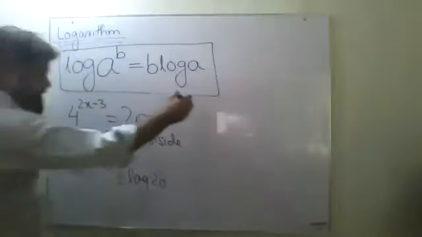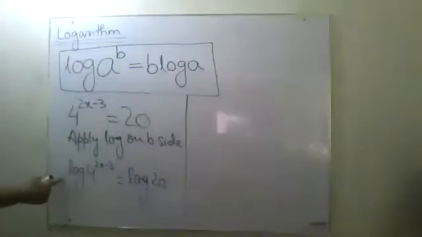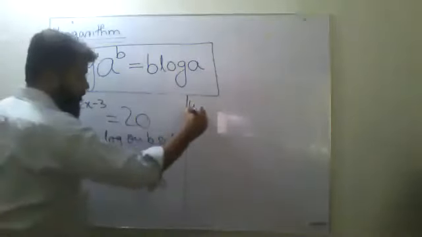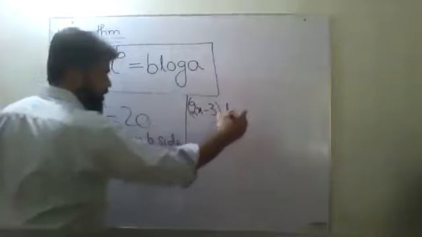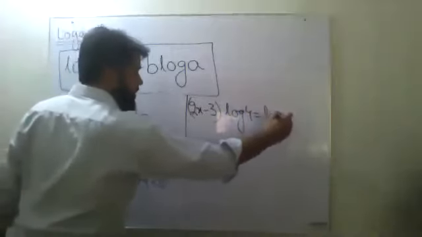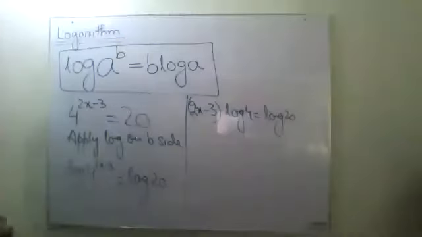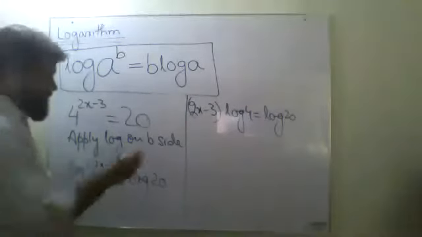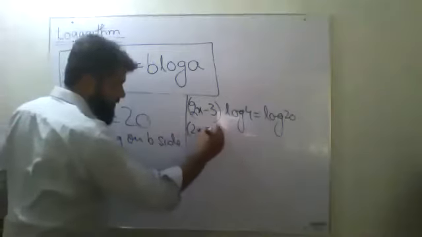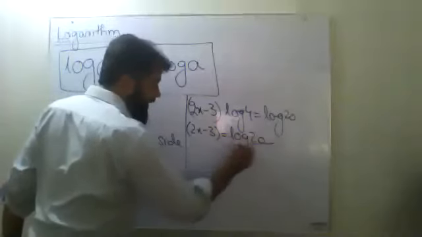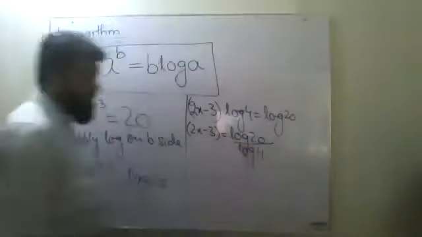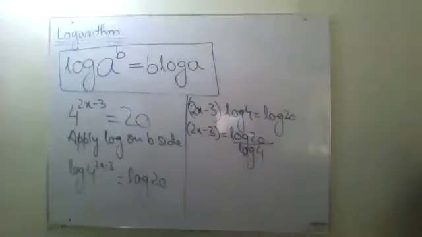Okay? After this, the power will be shifted before the log: (2x minus 3) log 4 equals log 20. After this, 2x minus 3 is in product form, so when I shift it, it becomes log 20 over log 4. Be careful, you can't cancel log by log, you can't cancel 4 by 20. You can't do it. Okay, be careful everyone.